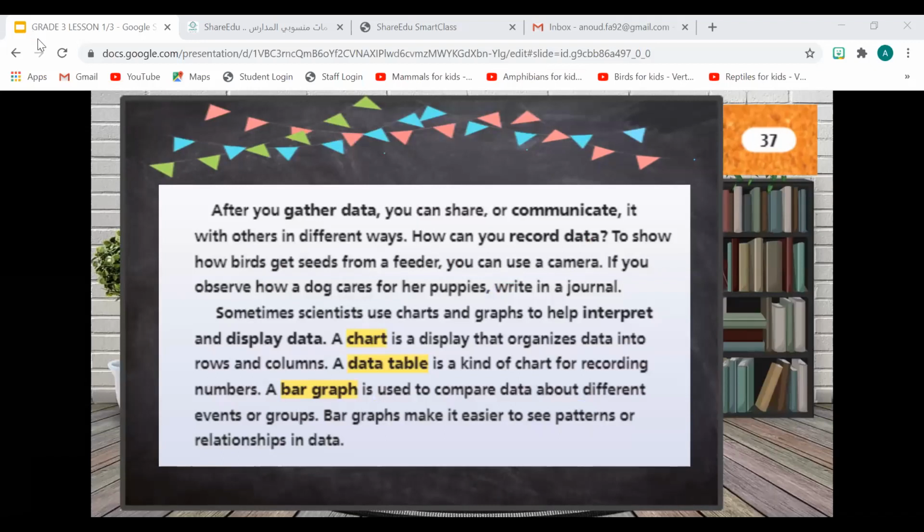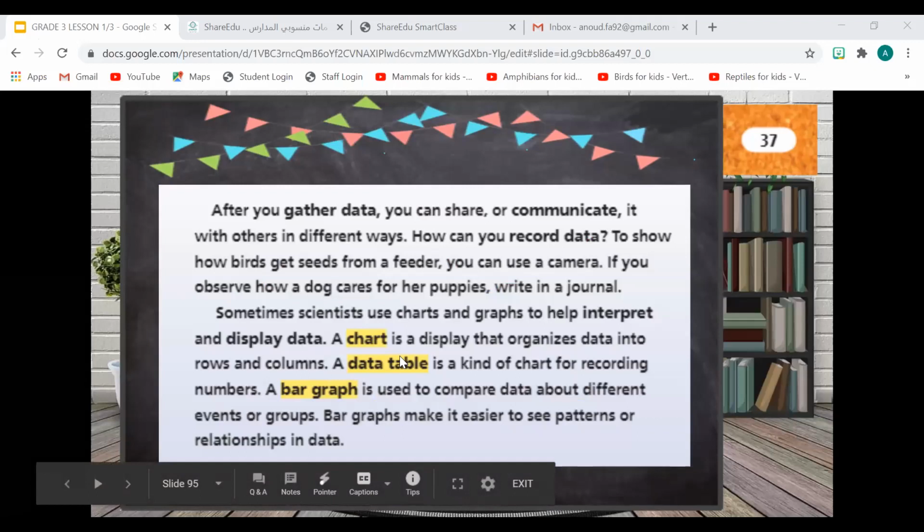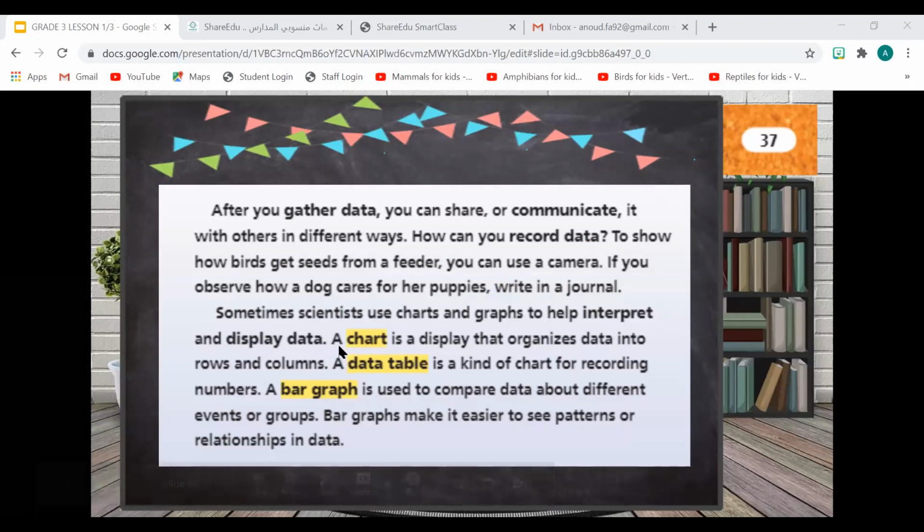Now, we talked about the data table, and we know what a data table is. Also, we know a bar graph. I showed you a bar graph. A chart. What is a chart? Okay, read a chart. What does a chart mean? Only a chart. I want you to tell me only a chart. What does it mean?